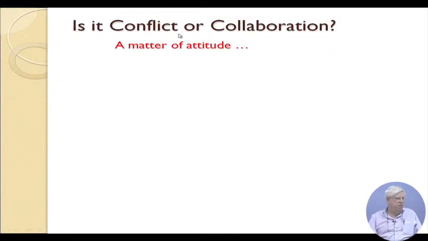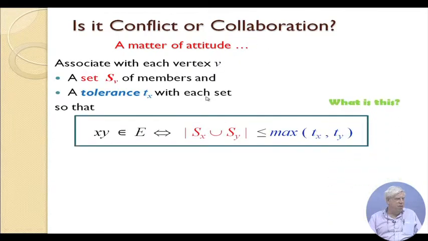What might this be? Is it conflict or is it collaboration? It's a matter of attitude. Associate with each vertex V a set of its members and a tolerance with each set, so that you have an edge if and only if the union of the sets is less than the maximum of the tolerances. What is this?